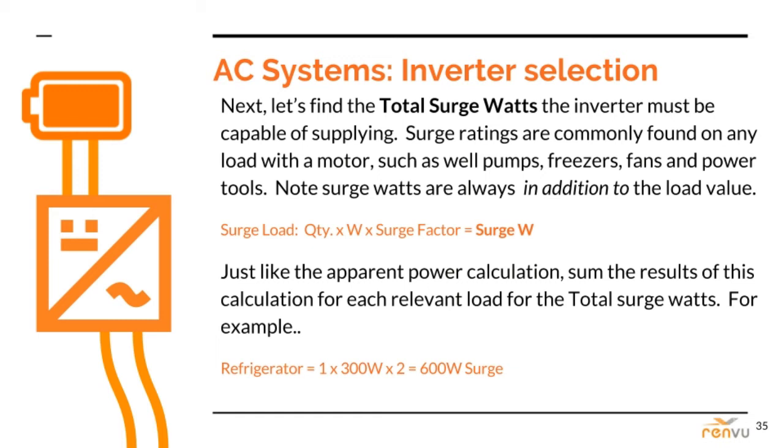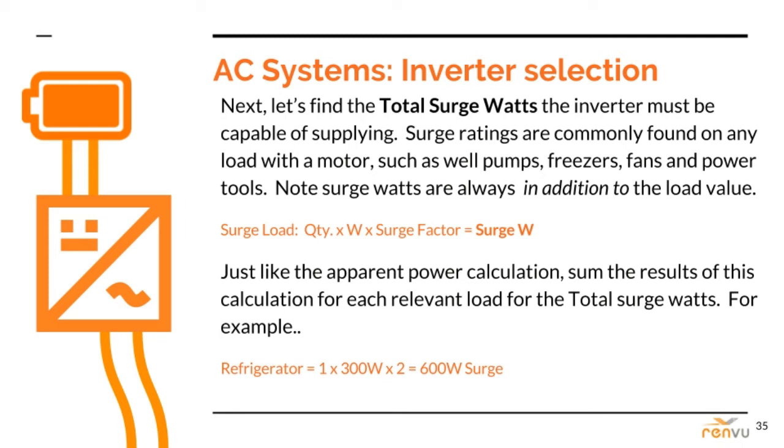We usually see surge ratings on loads with motors, such as air conditioners, refrigerators, power tools, among others. The surge load is the quantity of a given load times the watts of that given load times the given surge factor. It should be apparent on the appliance spec sheet, or you can look up a typical surge load for the load. Then take the sum of each surge watt. For example, say a 300 watt refrigerator, if there's one, would be 1 times 300 watts times a surge factor of 2, average for refrigerators, is a 600 watt surge.